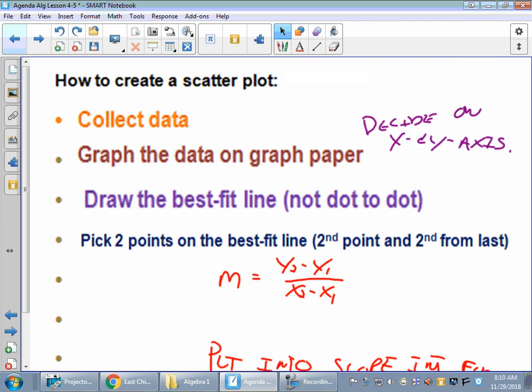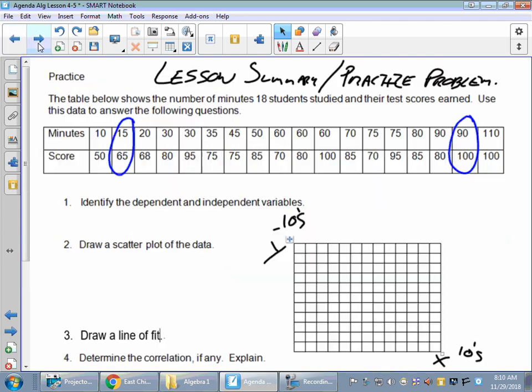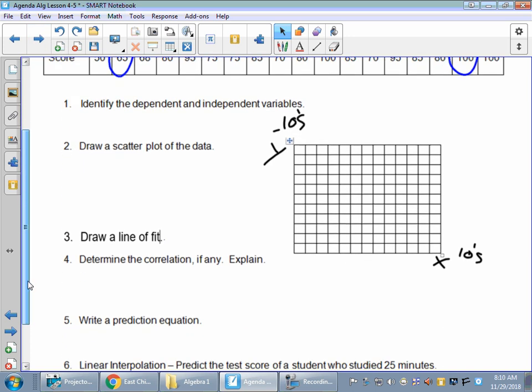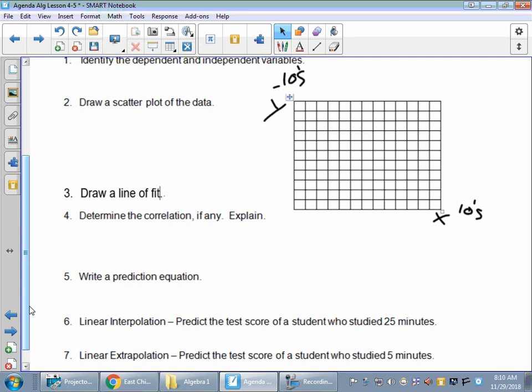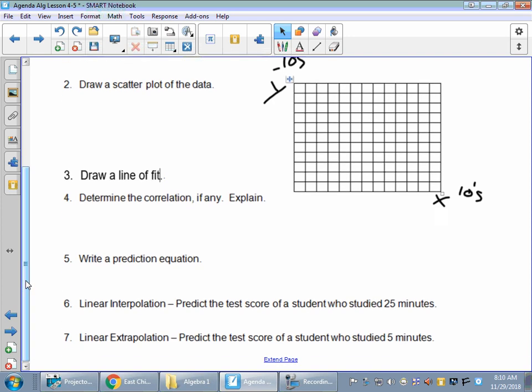So these would be your 2 points when we talk about picking 2 points. So we've already collected the data. We're going to graph it on there. We're using tens, draw the best fit line. We're going to pick 2 points there, the second and the second from the last, which we already did. Okay, 15, 65, 90, and 100. You've got to determine your axis here. Then after that, we're going to write that equation based on what we have. So we're going to find the slope with those 2 points. We're going to then plug it into point-slope form and get it into y equals mx plus b form, and then all of a sudden you've got your prediction equation.